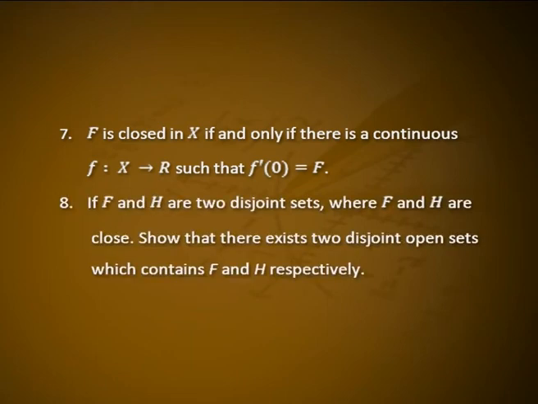If F and H are two disjoint sets where F and H are closed, show that there exist two disjoint open sets which contain F and H respectively.